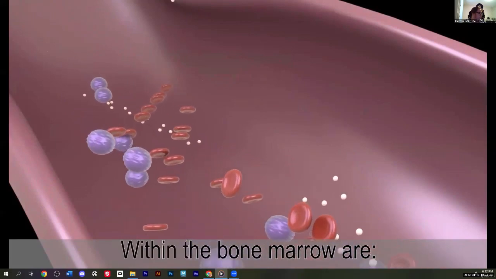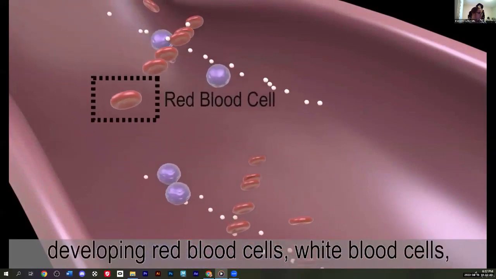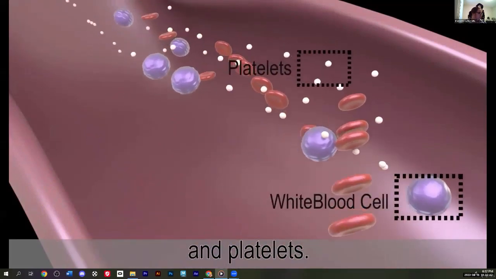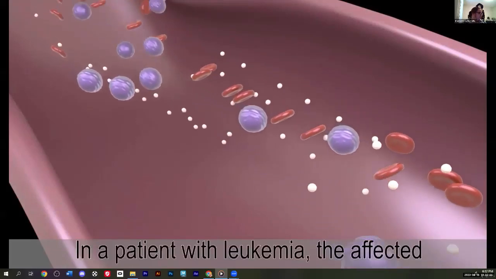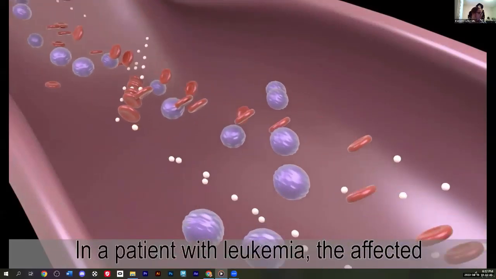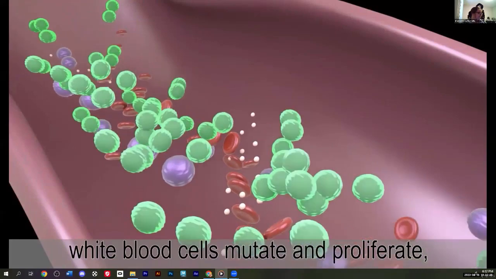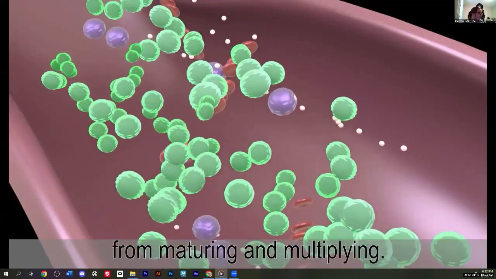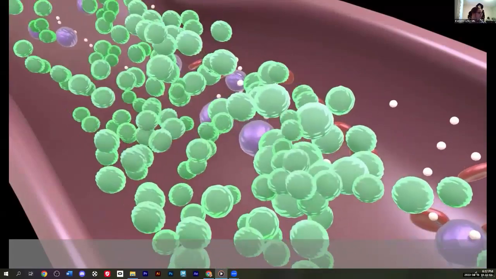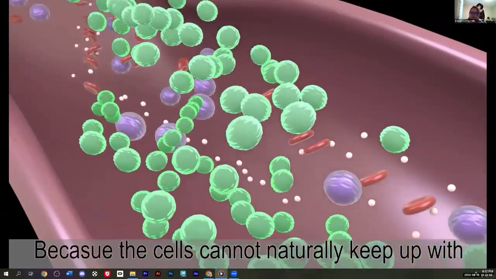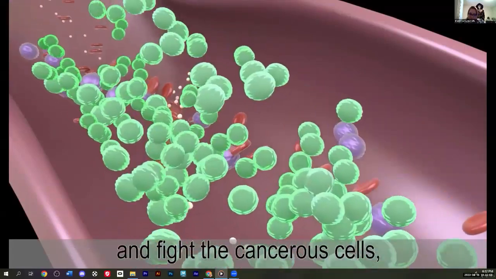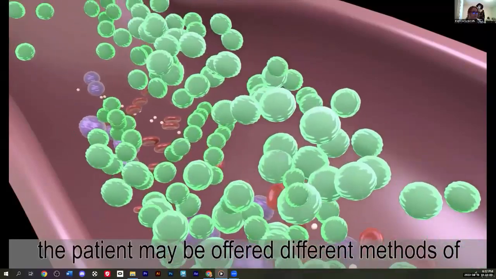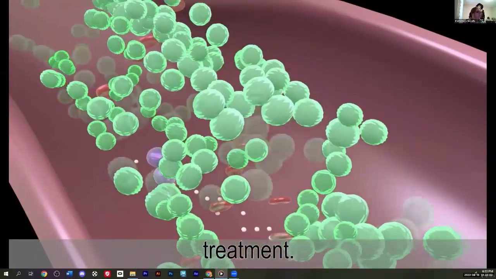Within the bone marrow are developing red blood cells, white blood cells, and platelets. In a patient with leukemia, the affected white blood cells mutate and proliferate, taking up space and preventing healthy cells from maturing and multiplying. Because the cells cannot naturally keep up with and fight the cancer cells, the patient may be offered different methods of treatment.